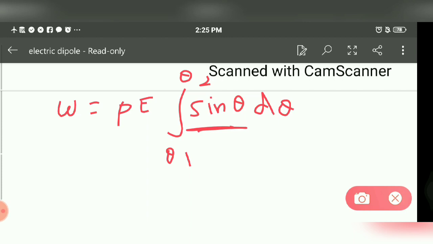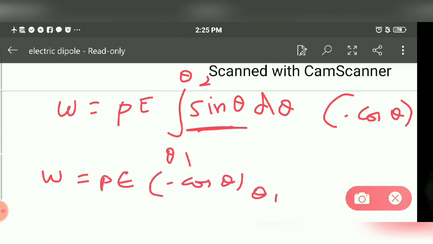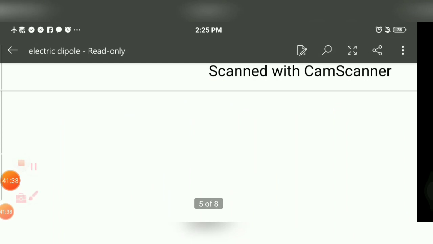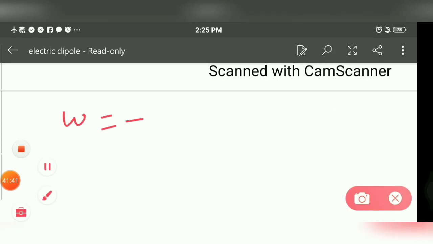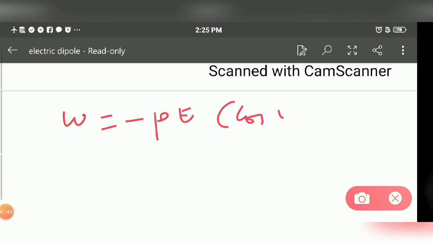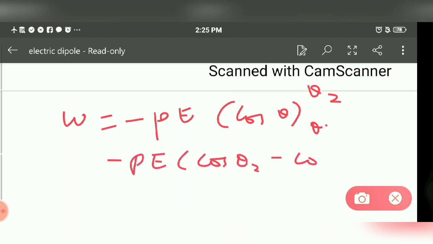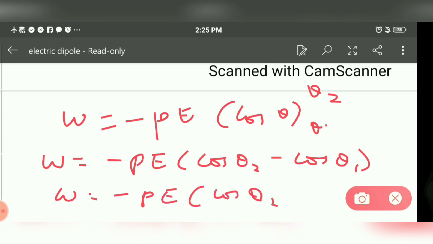Integration of sin theta is what? Minus cos theta. So we get W equals P E times minus cos theta, from theta 1 to theta 2. I'm taking the minus sign outside the bracket. So we get W equals minus P E cos theta, from theta 1 to theta 2. So upper limit minus lower limit is the formula, that is, cos theta 2 minus cos theta 1. So W is going to be minus P E (cos theta 2 minus cos theta 1).